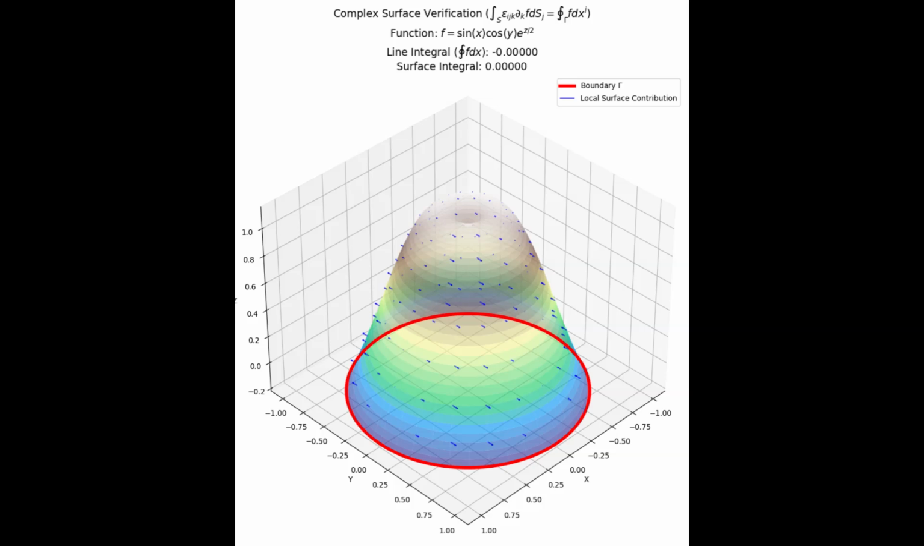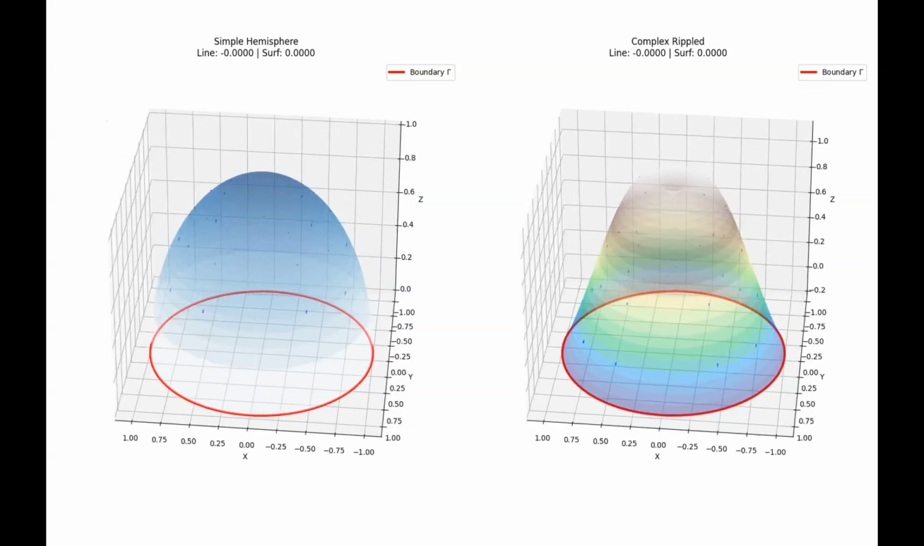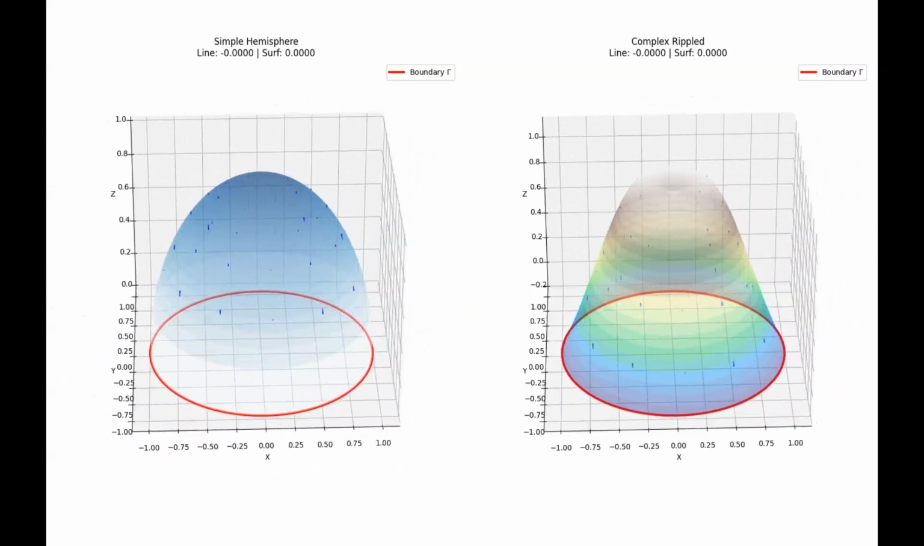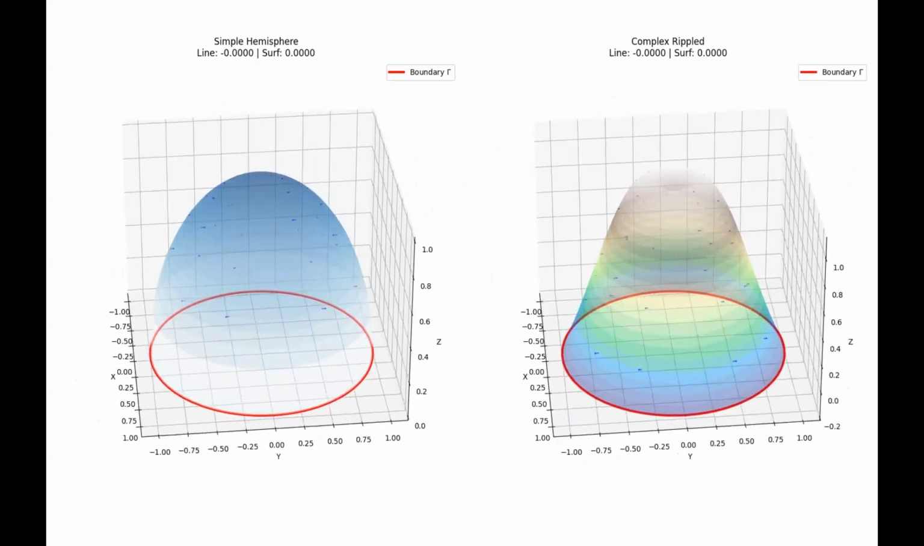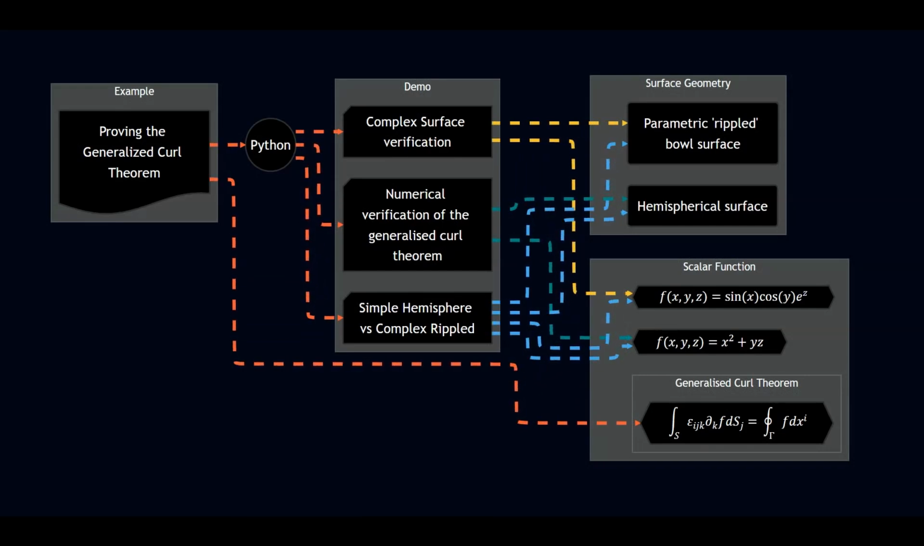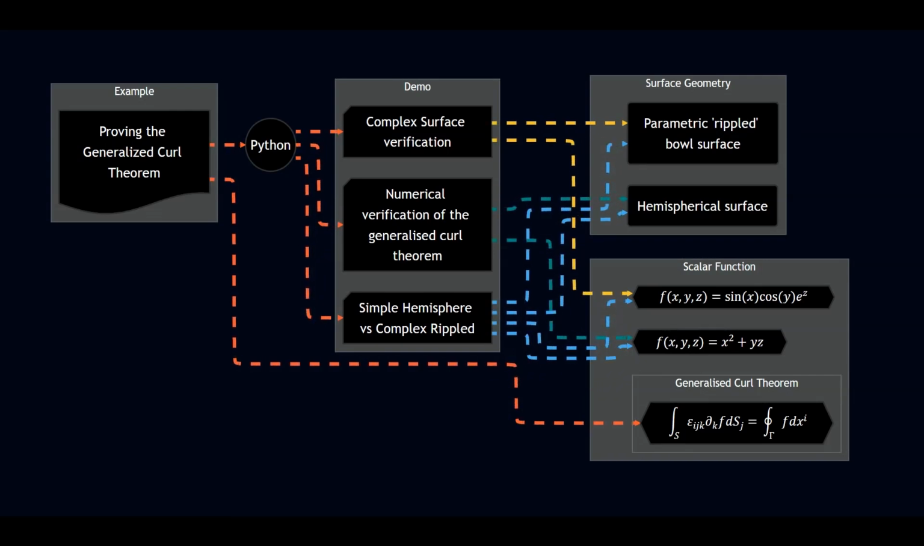The grand finale. Topological independence. The final realization comes when we view these two surfaces side by side in a dynamic animation. Whether the surface is a smooth dome or a distorted, rippled bowl, as long as they share the same circular boundary, the total twist across them remains identical. This demonstrates the projection principle.